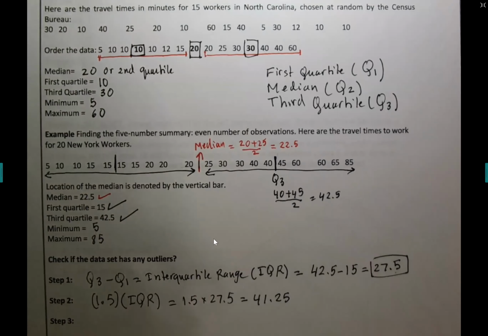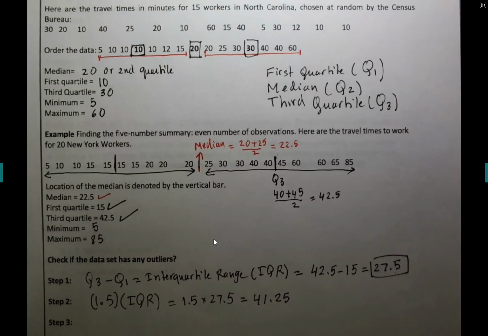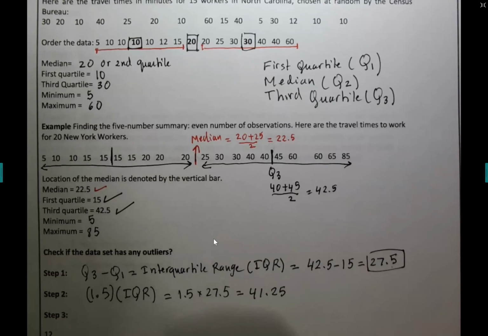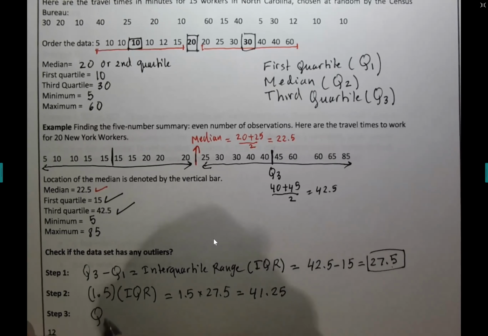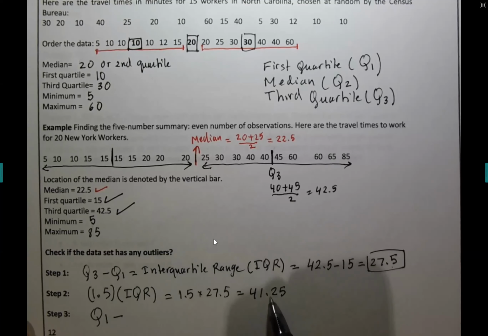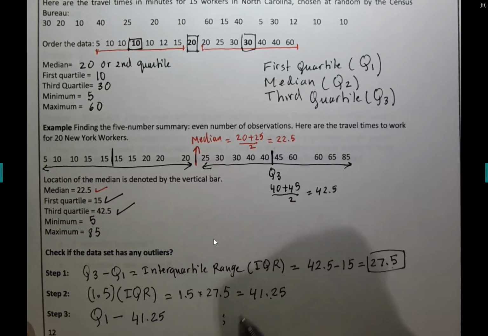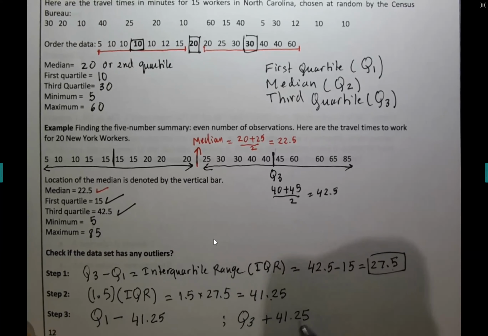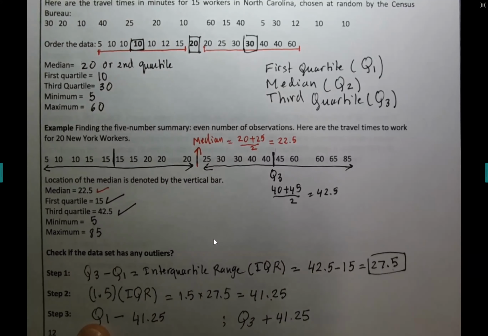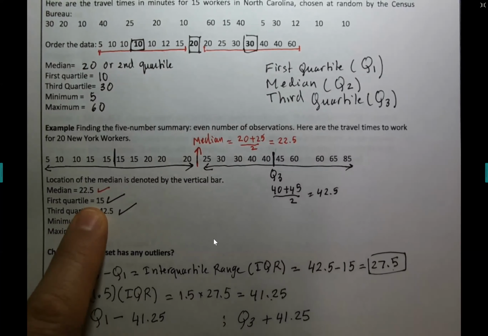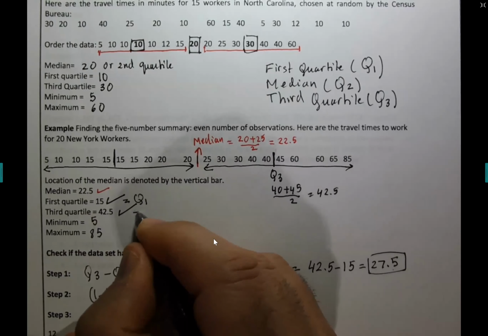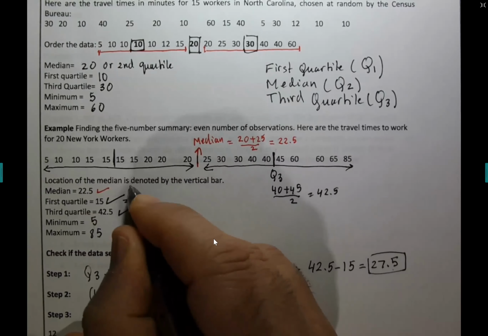One more step and I'll be ready to tell you which one is an outlier, if any. Probably there are no outliers, we'll see. Take Q1 and subtract the number you got in step number 2. And take Q3 and add the number that you got in step number 2. What is Q1, guys? We did it already. It's 15. This is Q1. This is Q3, and this is Q2.